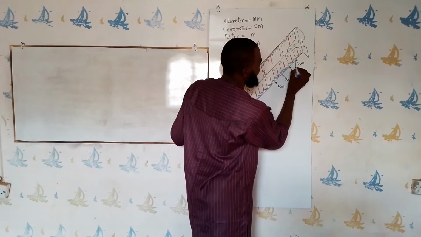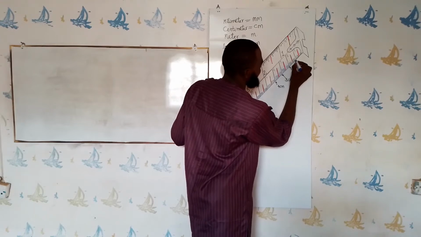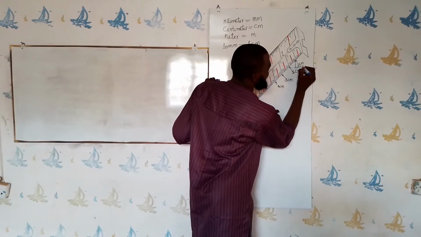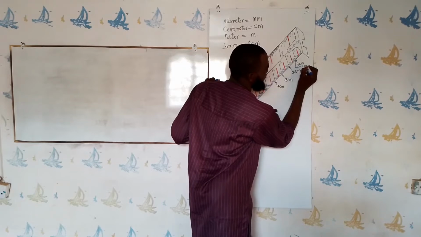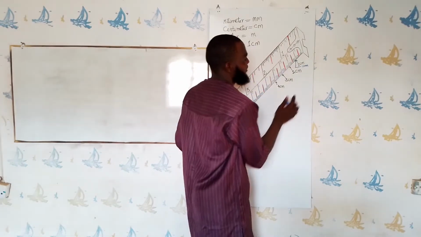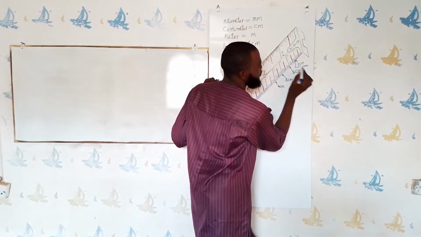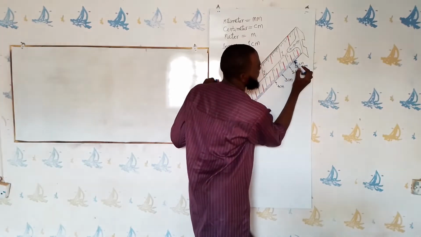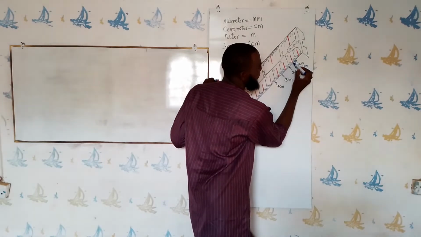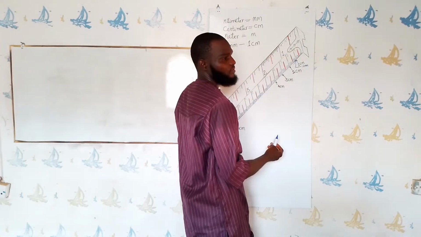Let's start from here. This is 1 mm, 1 millimeter. The next one will be 2 millimeters. The next will be 3, 4, and this will be 5 millimeters, which is 5 mm.